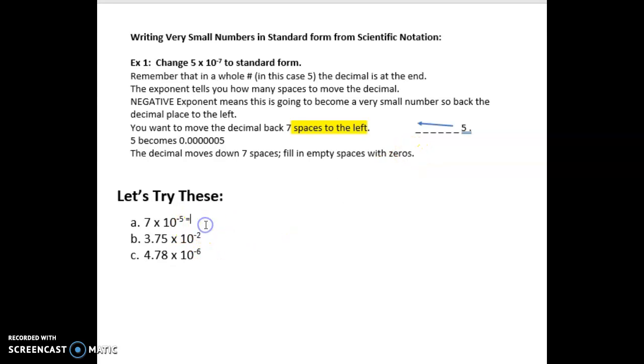So let's try these. 7 times 10 to the power of negative 5. So I'm going to have 7, but I know I'm going to have to move my decimal place 5 times to the left.